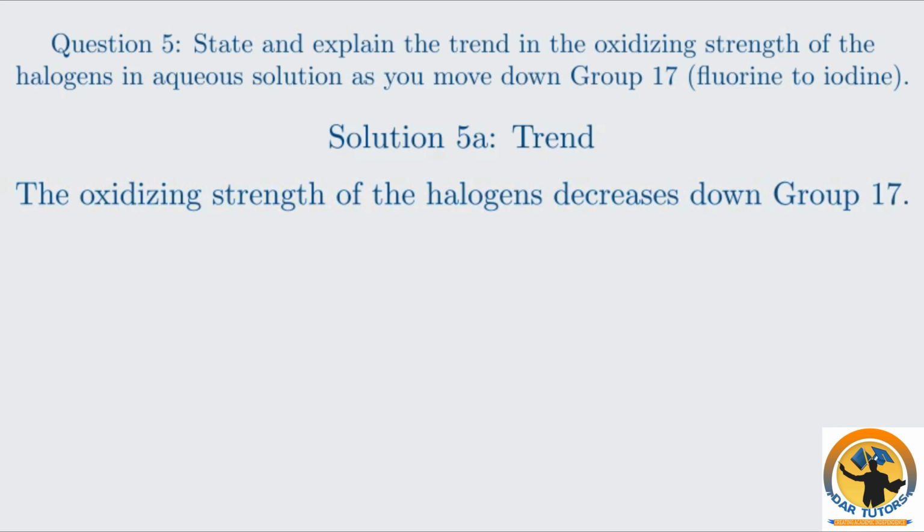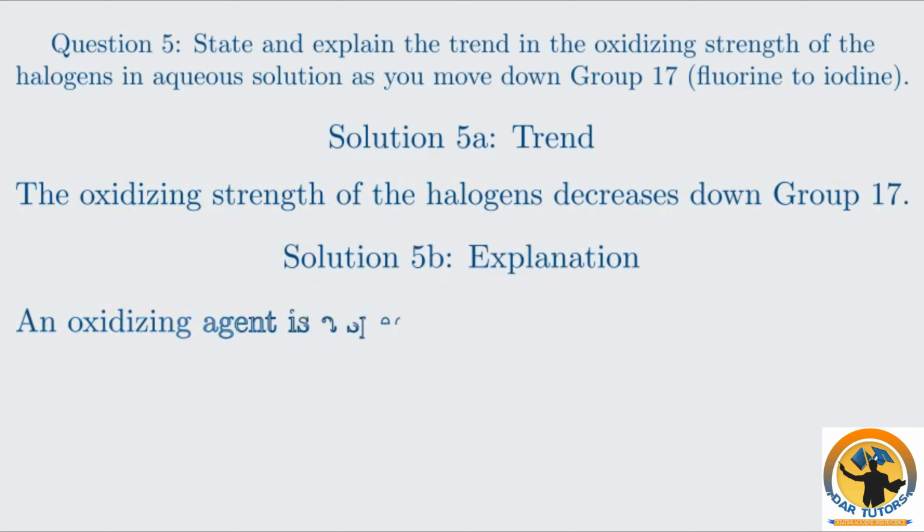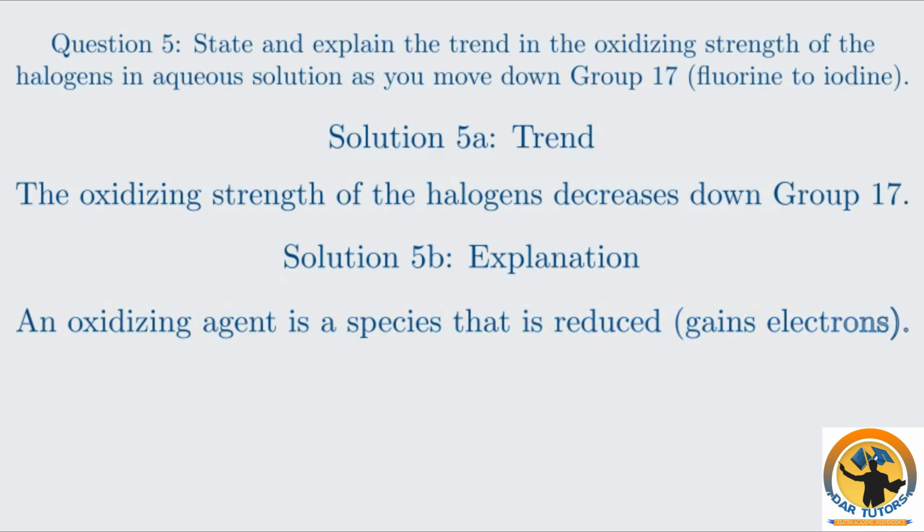Now, let's explain this trend at the atomic level. An oxidizing agent is a substance that is reduced. The halogens are nonmetals that are reduced by gaining one electron. They become a halide ion, X-.